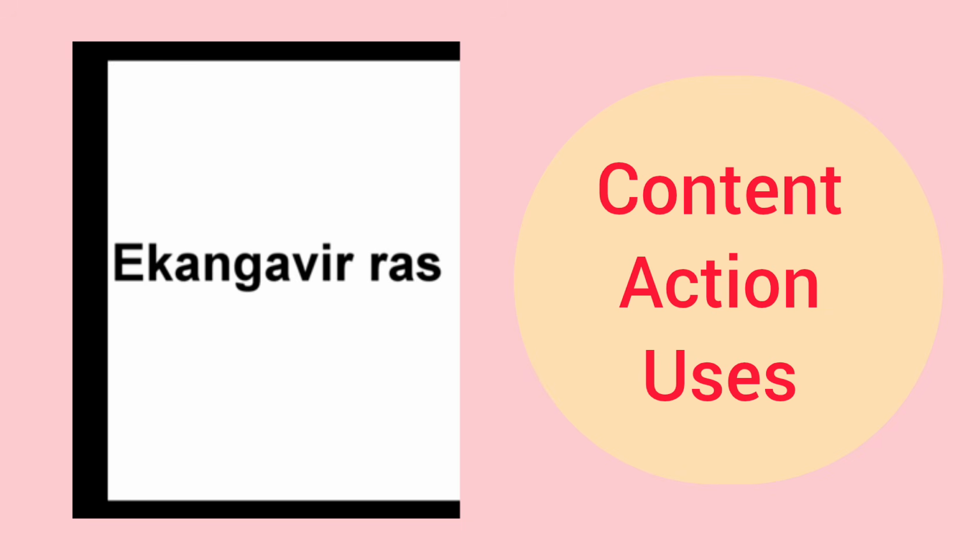Then there is Abhraka Bhasma, which is very specific, acting on the Majja Dhatu. It is a nervine tonic, Abhraka Bhasma. Whenever there is degeneration of the nerves, Abhraka Bhasma is very useful.